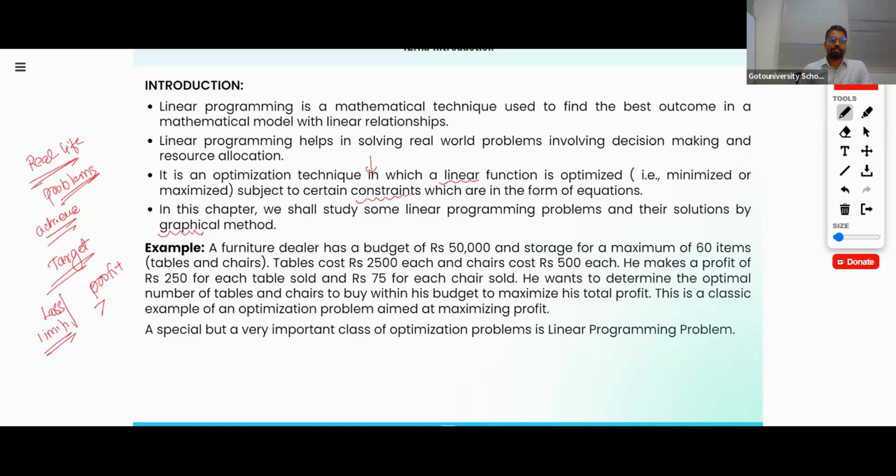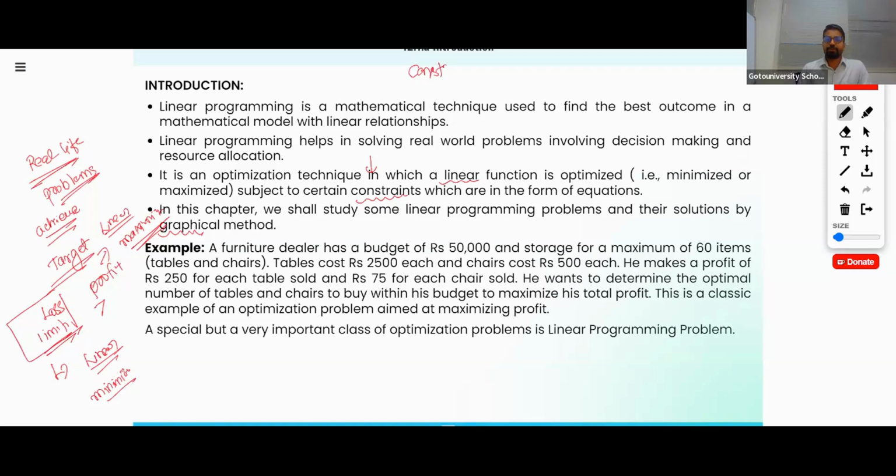So let a loss be represented by a linear equation. Then the objective will be to minimize the loss. Similarly, let the profit be represented by a linear equation. Then the general objective of the profit will be to maximize the profit. Along with that, whenever you are involved with a profit or loss, there are other things which will affect it. Those are called constraints.